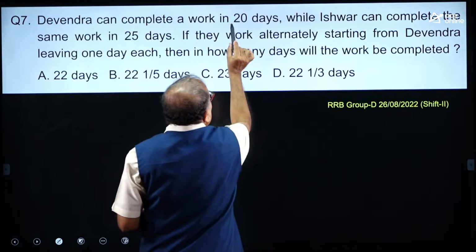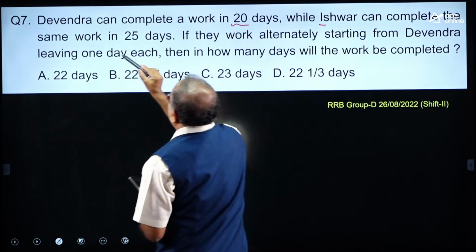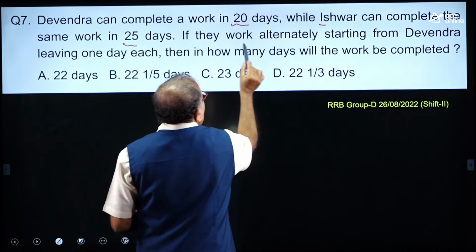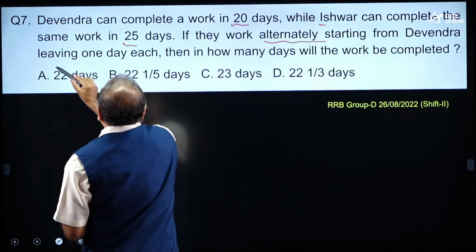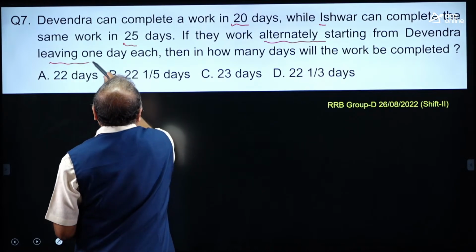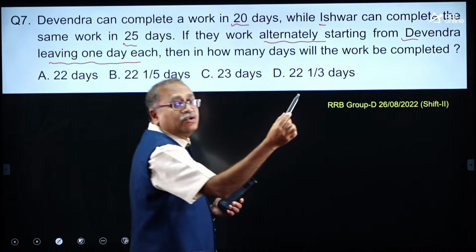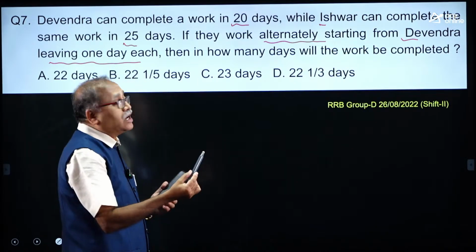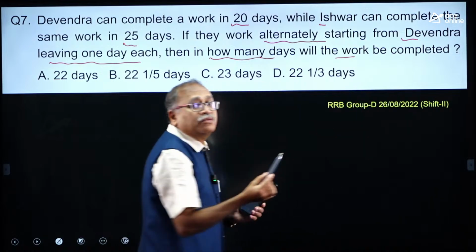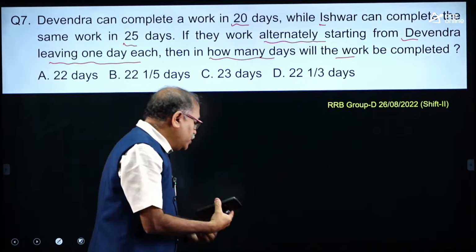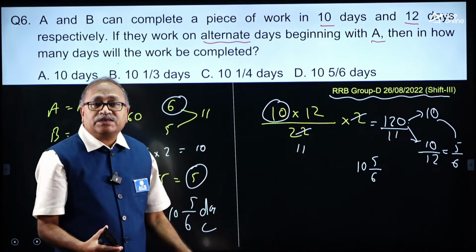D can complete the work in 20 days, whereas I can complete the work in 25 days. If they work on alternate days, each leaving 1 day, starting with D, so first is D, the next is I, and so on and so forth, in how many days will the whole work be completed? Just answer this particular question with the second method, my dear friends.